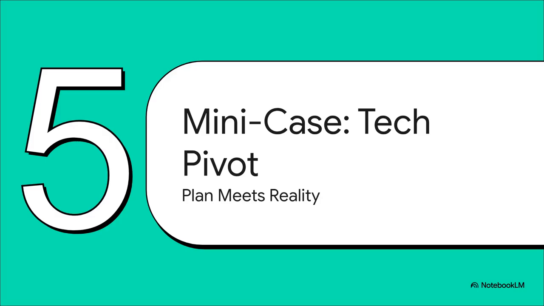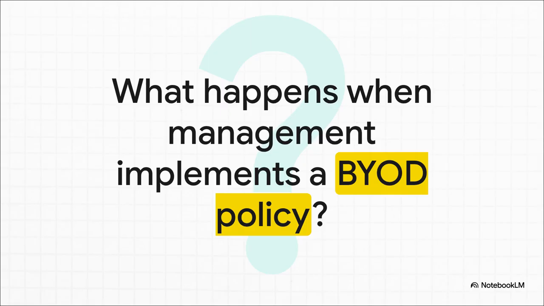Which brings us to Section 5, our mini case. Let's call this the tech pivot. This is where the plan meets reality. Put yourself in the shoes of the chief audit executive for a second. Your annual plan is totally locked in, but suddenly, management decides to implement a BYOD, bring your own device policy, across the entire company to save on hardware costs. What on earth happens to your static plan now? You've suddenly got employees about to access the company's highly secure network from completely unsecured personal smartphones.